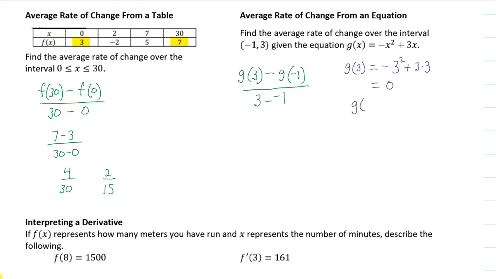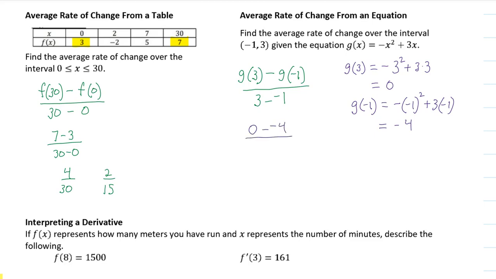Then I need to do g of -1. So we'll do the same thing. That's going to be -1 squared plus 3 times -1, and that's going to end up being -1 minus 3, which is -4. And now I can go back and plug those values into my formula. So I'm going to do 0 minus -4.